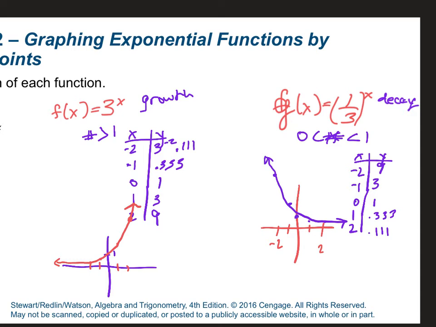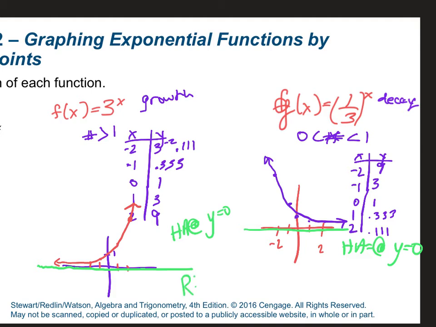So do you see the difference between the way this looks? If I asked you, what's the horizontal asymptote? What is this line that this is getting really close to but not touching? Y equals what? Y equals 0. This horizontal asymptote would be at y equals 0.